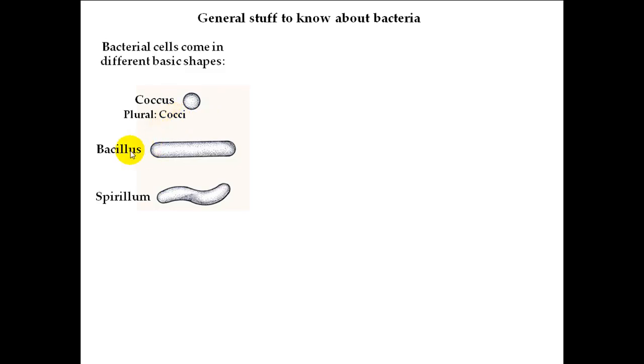Same thing goes here. Bacillus is the singular form of the word. If you see a whole bunch of rod-shaped bacteria under the microscope, you would say that you see a whole bunch of bacilli under the microscope, because bacilli is the plural version of bacillus. Right, so there are different shapes that bacteria come in, and there's a singular and a plural version for each one of the shapes. Another way that you can categorize bacteria is according to the arrangements that they form.